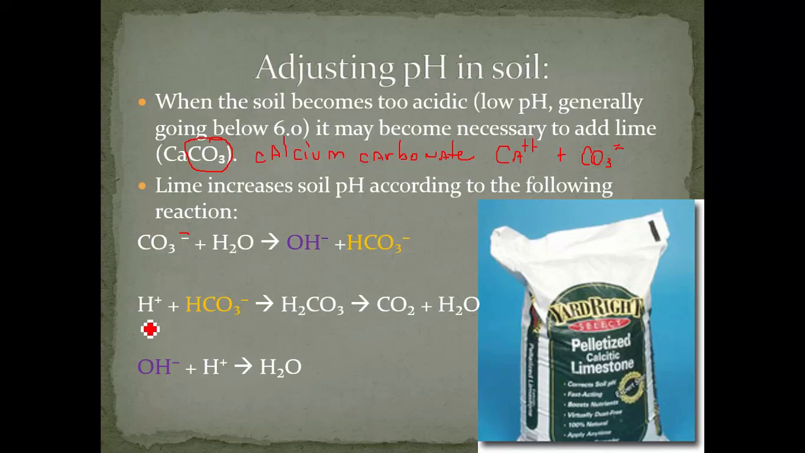This H plus, this extra hydrogen, remember if we're trying to raise the pH, we have too much of this, will combine with your bicarbonate to give you hydrogen carbonate, or carbonic acid here. This will dissociate and then break down into carbon dioxide and water. Your OH minus here will combine with hydrogen ion to give you water. So basically what this does is it reduces these hydrogen ions, and what you'll eventually get is CO2 and water as products.